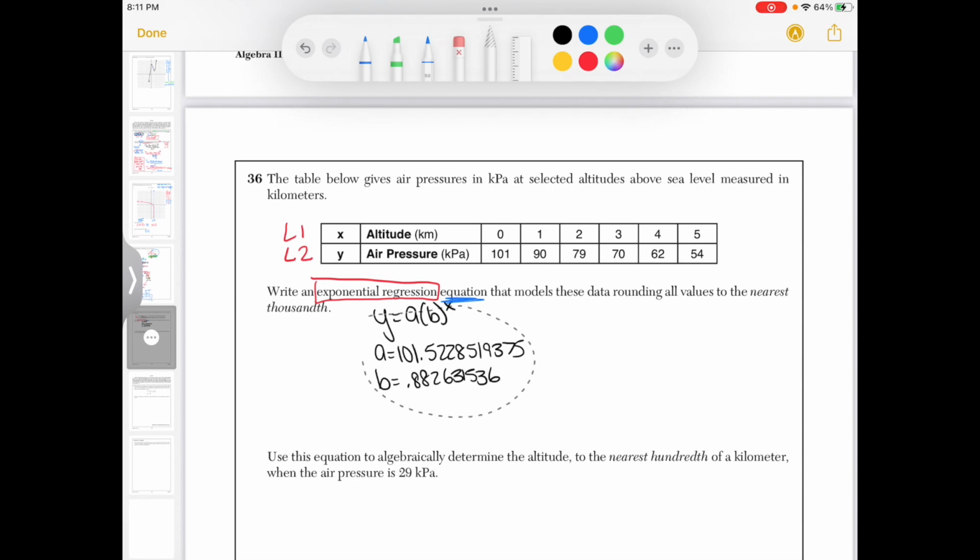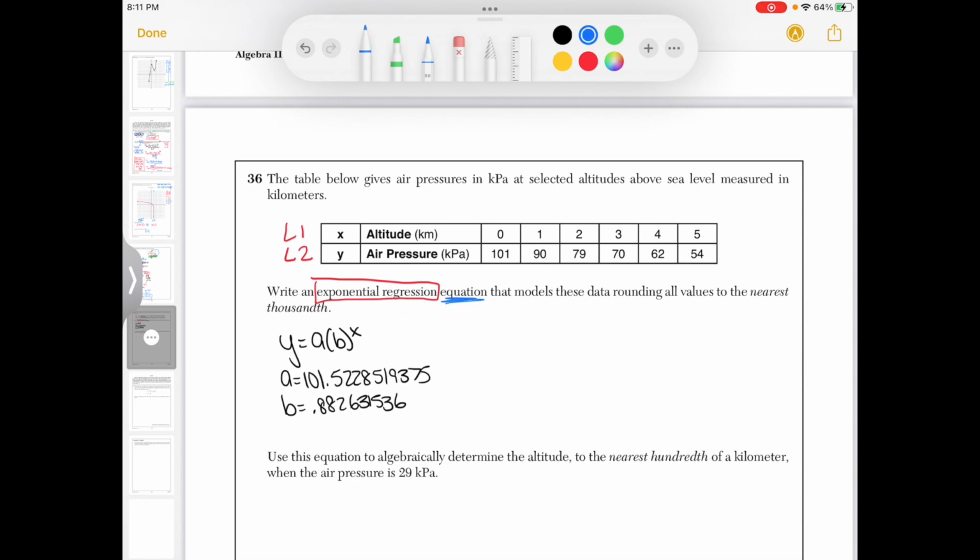So what I just copied from the calculator is all the work that needs to be shown. It is not my answer. What I need to do now is round everything to the nearest thousandth, which is 3 places after the decimal point. This one is going to be 101 point. If I go to the thousandth, that's right here, but the 8 will bump that up, so it's 523. And when I round this to the thousandth, I'll get 0.88. Again, I'm stopping here, but that 6 will bump that up to a 3, so 0.883.